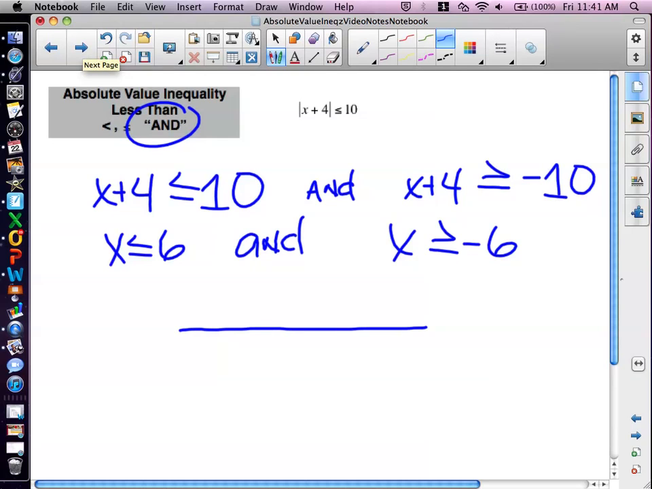Draw a number line, mark it up. But now my answer is a range between the two numbers. So this is my classic AND scenario.